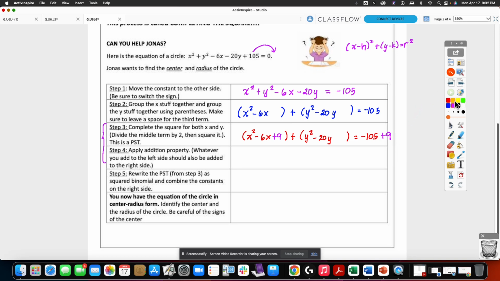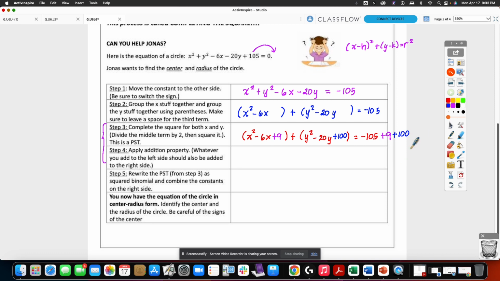Okay? And then for the y, we get 20 divided by 2. 20 divided by 2 is 10. And then 10 squared will be 100. So plus 100, which means that we also have to add 100 to the right side. Okay? So that's your steps 3 and 4.